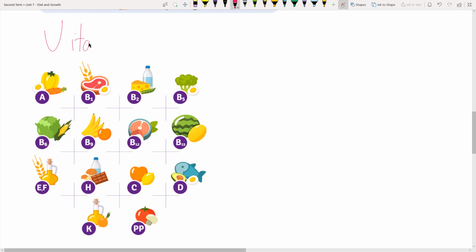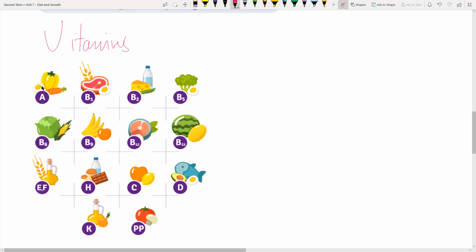These are now vitamins. Now, as I said, your book is listing only vitamin D and vitamin C, but I've listed all the vitamins which are there in the food, and this is a very good depiction of what are the sources, possible sources for such vitamins, right?